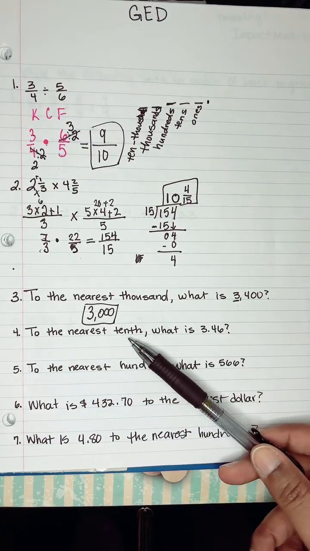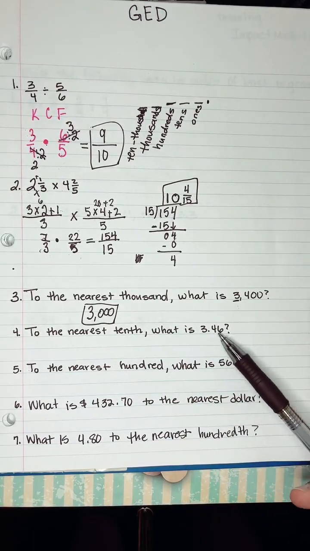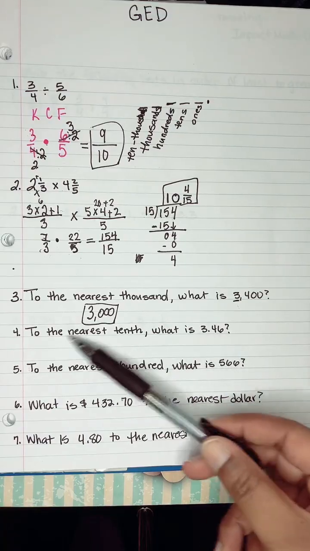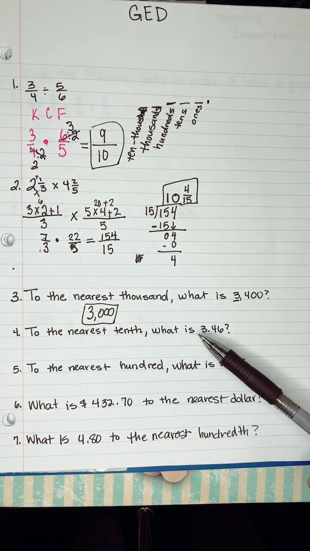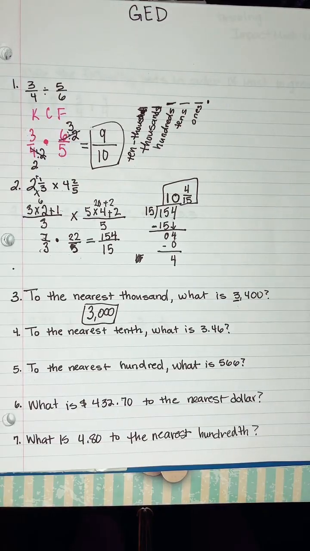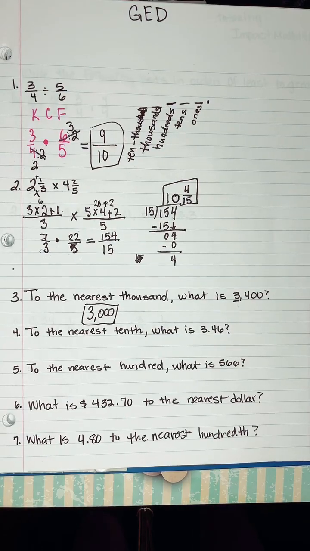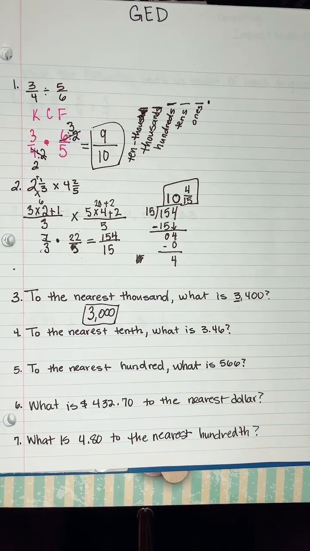To the nearest thousand, what is 3.46? To the nearest tenth, I meant. To the nearest tenth, what is 3.46? Good. Mia said 3.5. Thank you, Amanda. Nicole said 3.5. I love it. Oh, good. Okay, so let's talk about that.